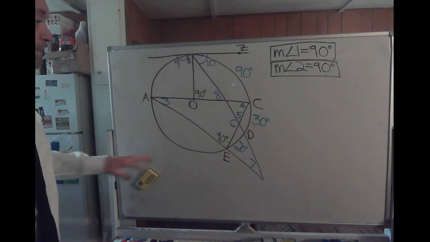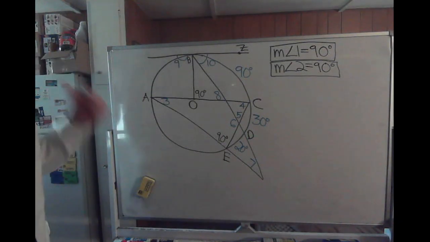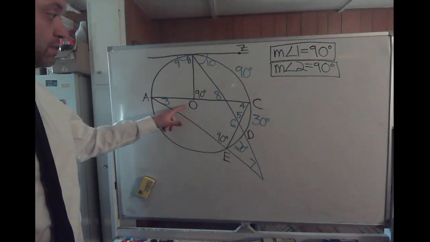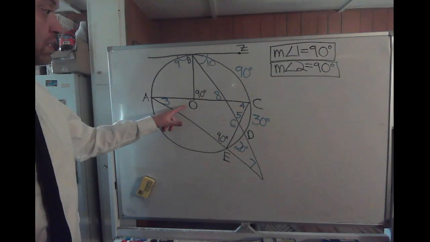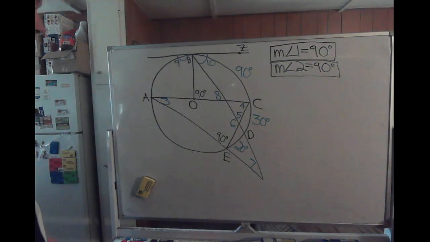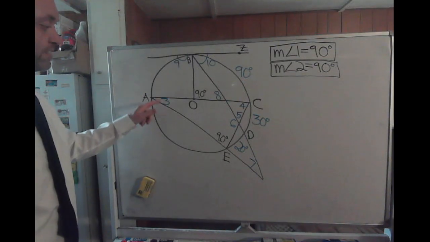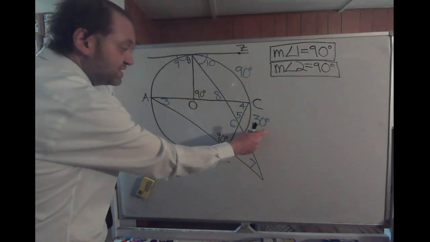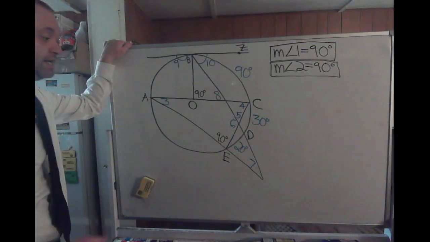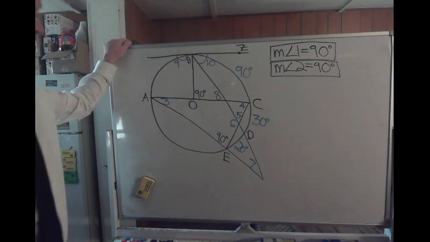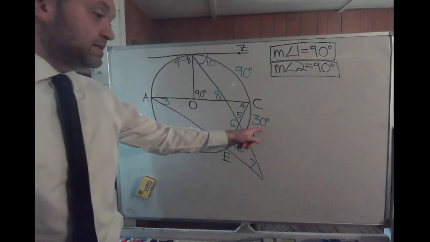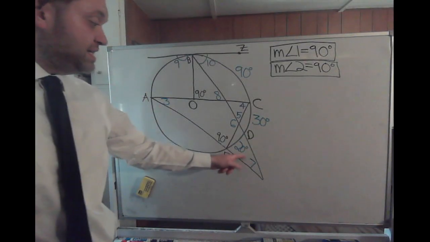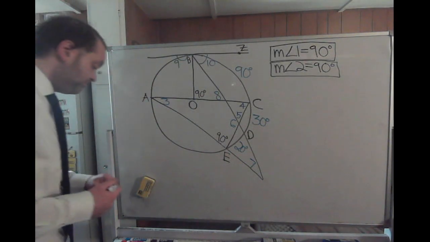Now, let's look at angle 3. What is angle 3? So, angle 3 is an inscribed angle. It intercepts both arcs CD and DE, right? Well, CD is 30 degrees, and then DE is 20 degrees, right?